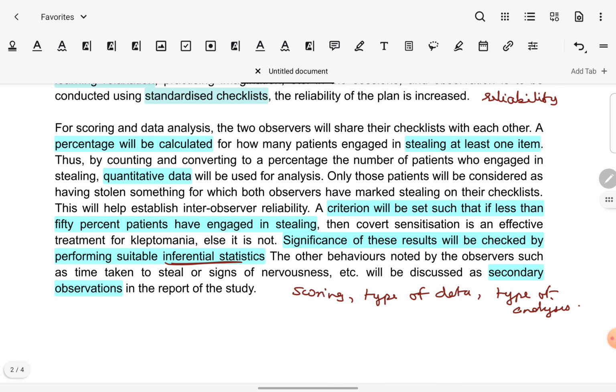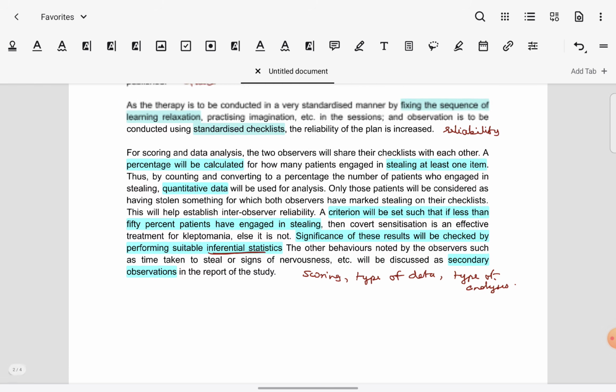Okay, so this is the 10-marker plan for the study. Like I said, while I was doing the video, I felt that you should read it first, then you will be able to understand how I went about it.